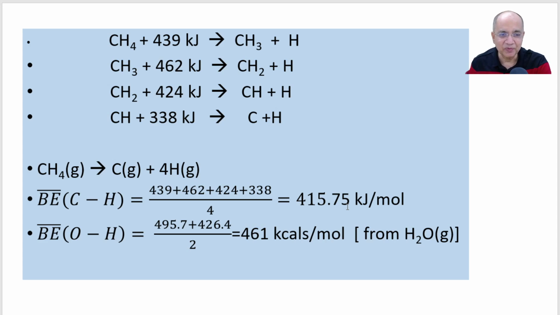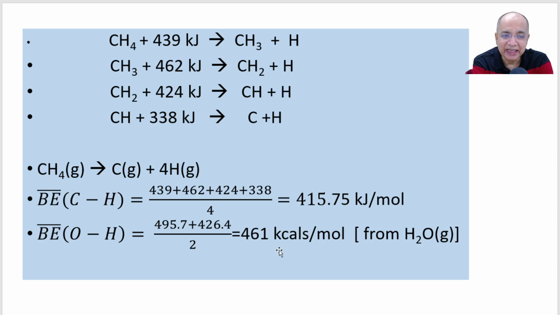We'll be doing that. Similarly, the average bond dissociation, average bond energy of the O-H bond in water, because there are two O-H bonds. First one will need this much, second one will need this much. Widely different, and their average value is 461, and we take the bond energy of O-H as this one for our calculation purpose. In thermodynamics, you will be using the bond energy data to find the enthalpy change of a reaction.